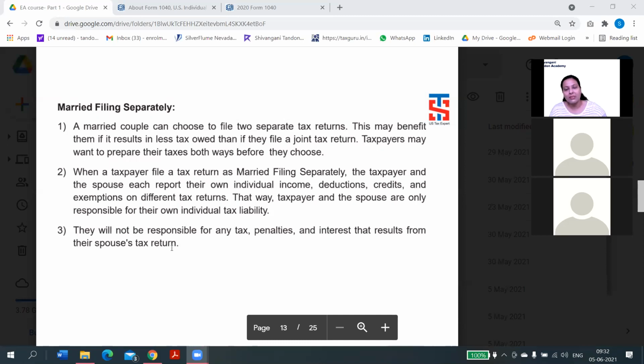In general practice, we do not prepare the return in one shot and start filing it. We do a lot of background work, rough work we call it. So when I get a client, I prepare the return with MFS status and with MFJ. Two 1040s I will prepare, and I will see which 1040 return is getting less taxes on the form. Then I will inform my client that if you file with this filing status, you will have less taxes, so go ahead with this.